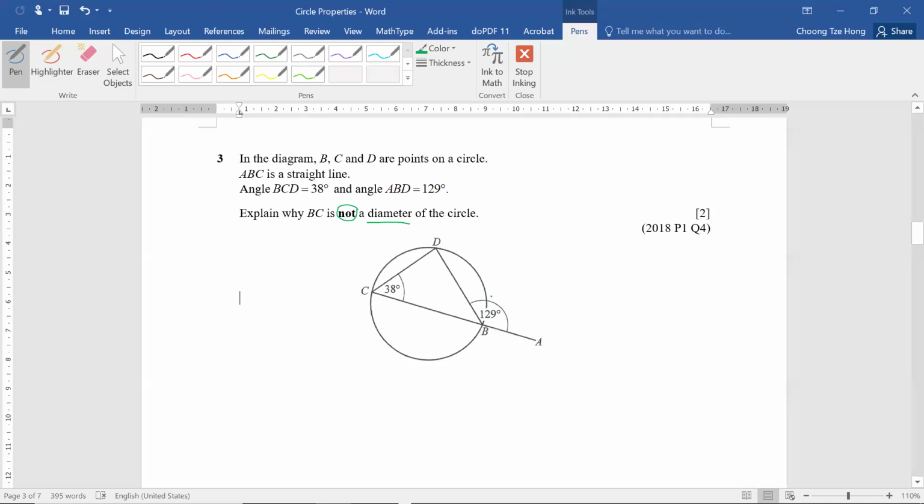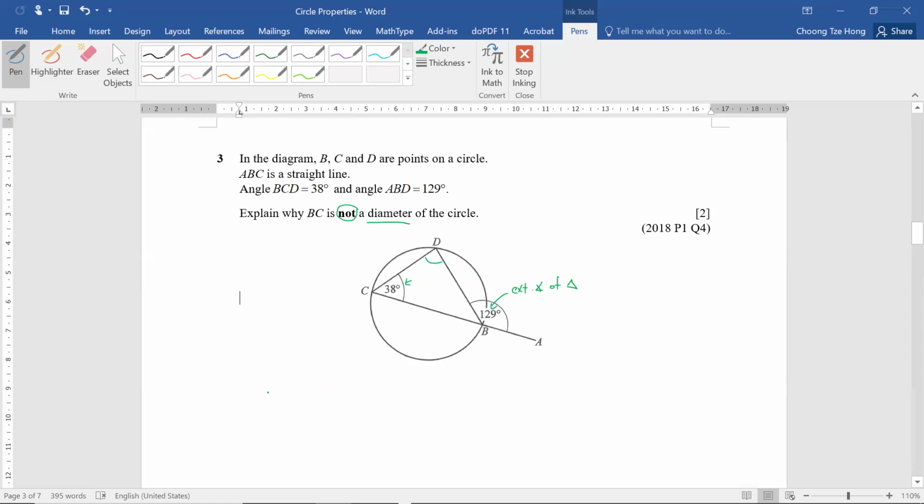Over here you can see that DBA is actually an exterior angle. This is an exterior angle of the triangle, right? Over here we have one interior opposite angle, and the angle that we need, BDC, will be the other interior opposite angle. So in this instance, we can use the property that the exterior angle of a triangle equals the sum of the interior opposite angles to help us calculate BDC. Okay, so let's do that.